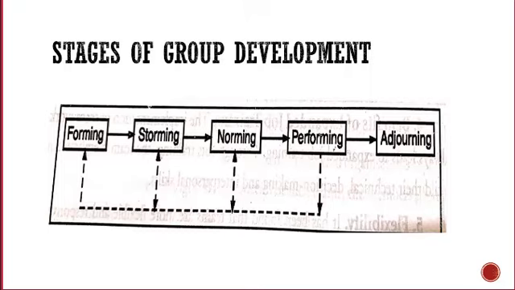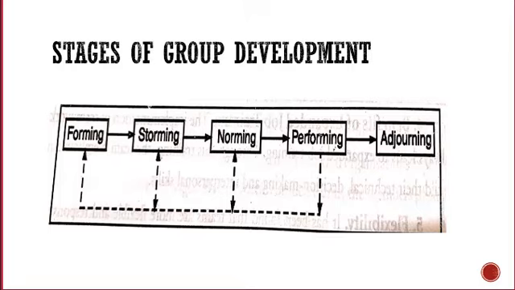So these are the stages by which the groups are formed. First is the forming. First you form a group. Any of the reasons might be there: the interaction, nearness, or exchange theory, common interest. So certainly you form a group.